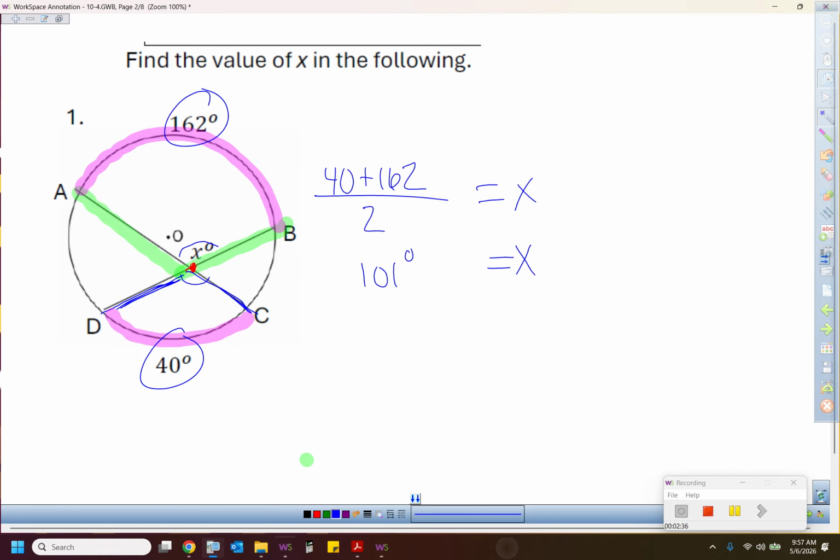It's just that simple. If there's an angle inside the circle, you add the 2 arcs contained by it vertically and divide by 2. You're just averaging those. So inside means add. Let's try that again.